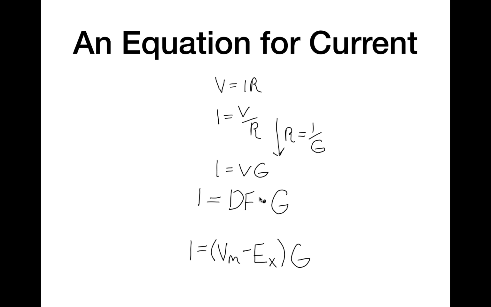So if we substitute in the equation for the driving force, what we would get is that the current of an ion would be the membrane potential minus the equilibrium potential for that ion times the conductance. So now that we have an equation for the current moving through a cell, we can now find what the resting potential is.